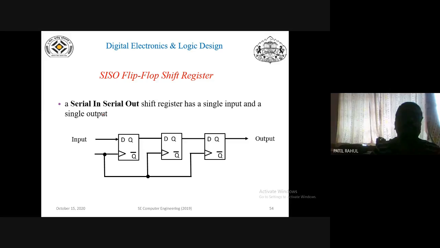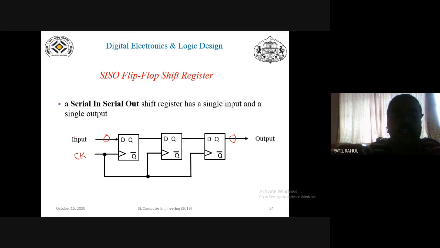So this is the first type, the serial in, serial out shift register. Here you have to apply input serially, and get output serially. A serial in, serial out shift register has a single input and a single output. This is the construction of SISO. You are using D flip-flops, and you apply the clock pulse in synchronous form.